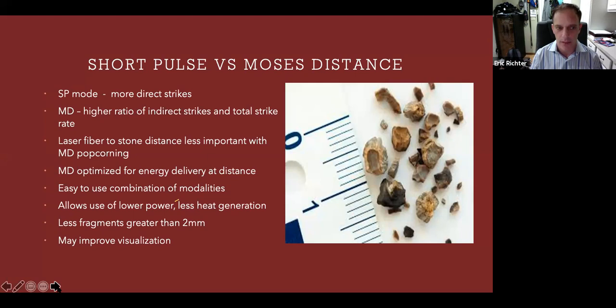So you don't actually need to even be on the stone; you can just basically leave your laser right in the middle of that calyx, fire the pedal, and you'll see the stones essentially swirl around at the laser fiber. And again, the combination of modalities, that's what I was talking about last minute. It's very easy to use both, where you can switch between the short pulse for direct strikes and back to the Moses distance popcorning for the indirect strikes. In general, it allows you to use less power and therefore less heat generation. We'll talk a little bit later about how there is some theory that heat generation can cause some damage to renal cells. And again, that same principle of fragments less than 2 millimeters. It's also thought that the Moses distance mode can improve visualization.